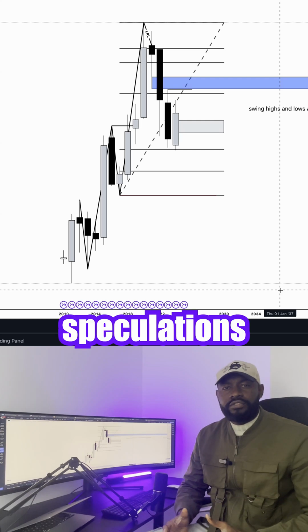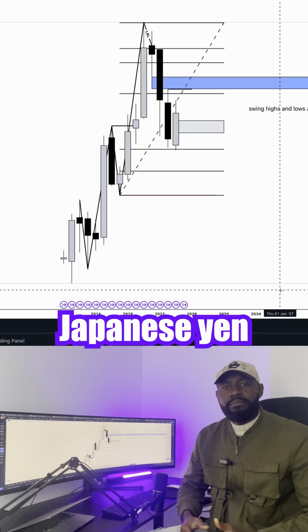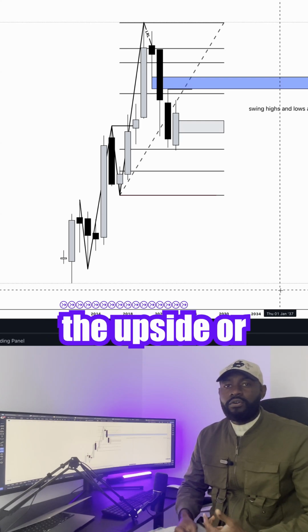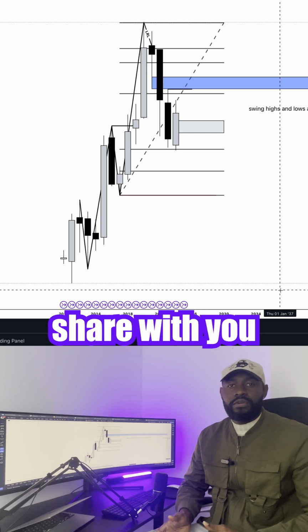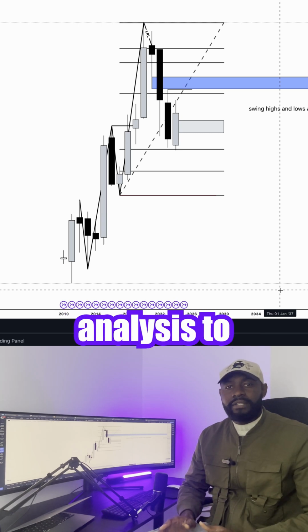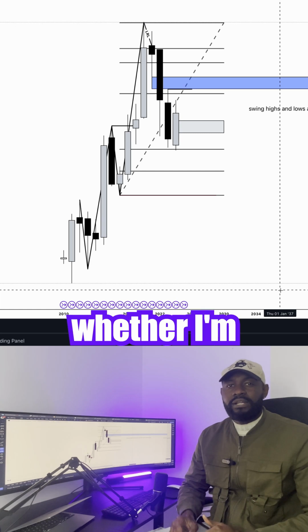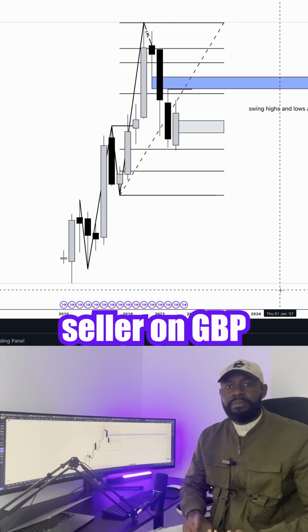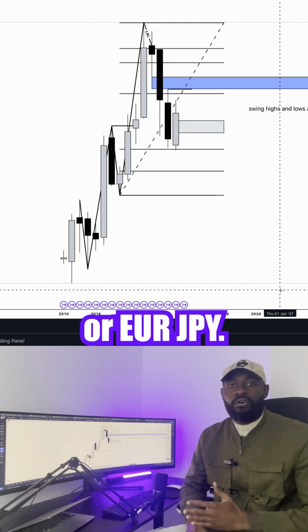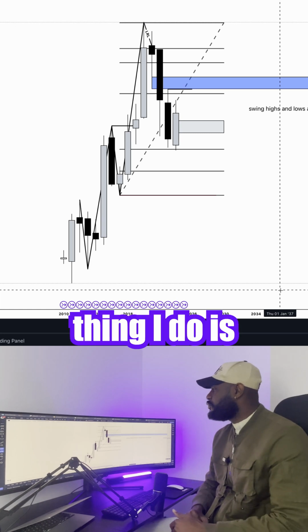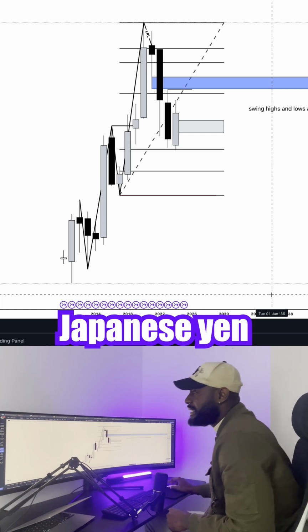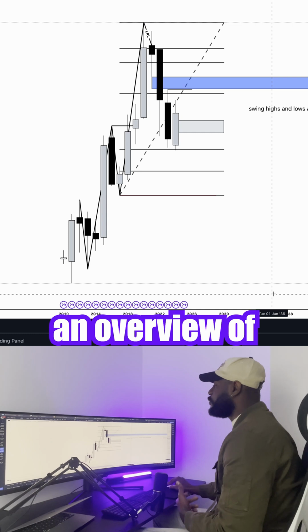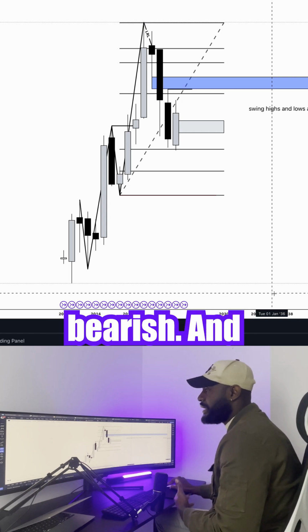A lot of speculation on whether the Japanese yen pairs are going to go to the upside or to the downside. In this video, I'm going to share with you how I do a breakdown analysis to anticipate whether I'm going to be a buyer or a seller on GBP JPY, USD JPY, or Euro JPY. The first thing I do is look at the Japanese yen futures, and this gives me an overview of whether to be bullish or bearish.